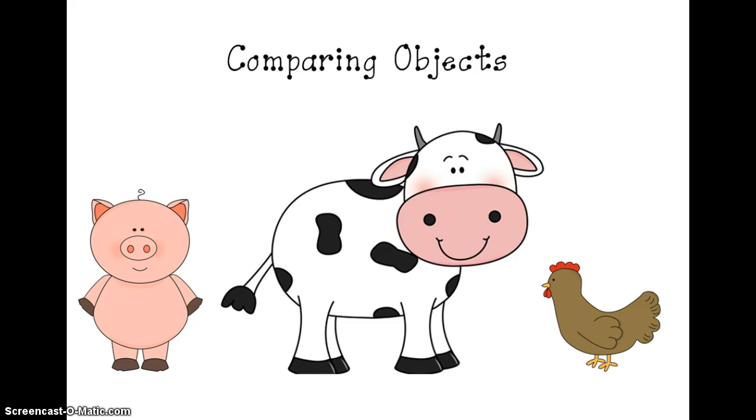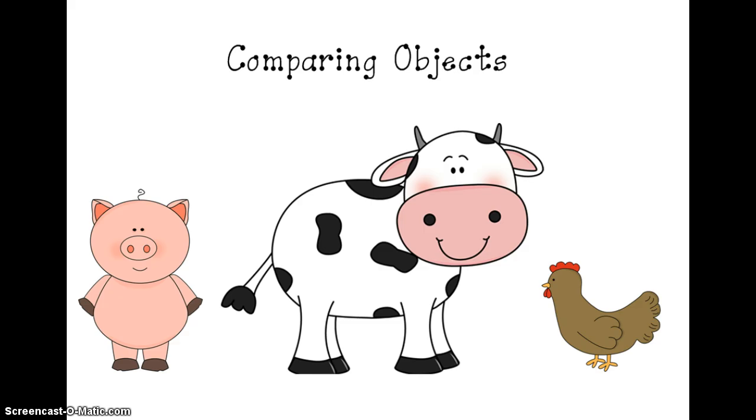If you look on the screen, you see three animals. You see a pig, a cow, and a chicken. When I look at these animals, I can compare their size by using words like taller than, shorter than, or the same as, or equal to.